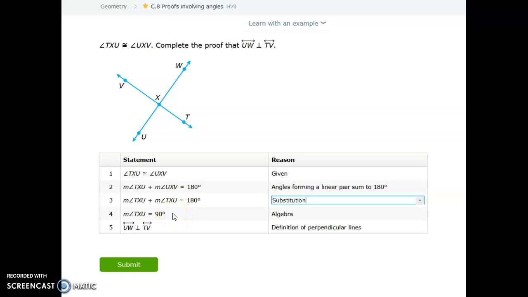Well, if the measure of angle TXU equals 90 degrees, then UW and TV must be perpendicular. We know that because of the definition of perpendicular lines. This is what perpendicular lines are: lines that form 90-degree angles. Okay, so I'm going to go ahead and submit this one.